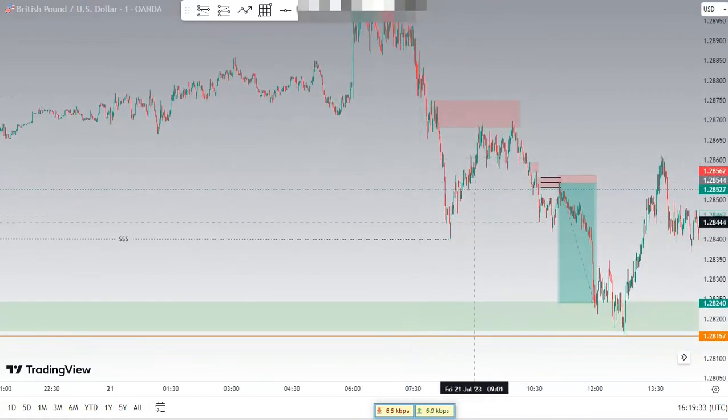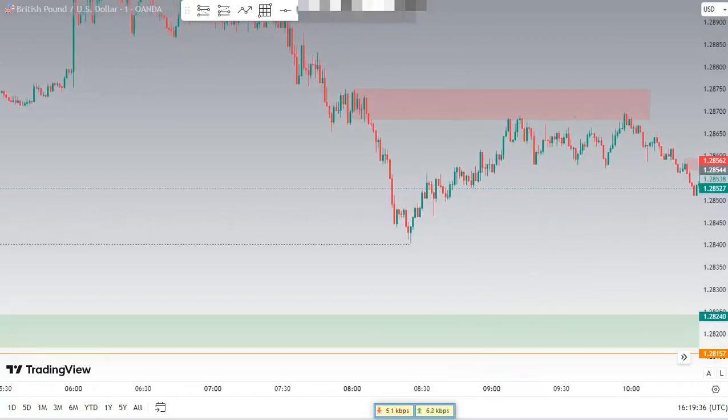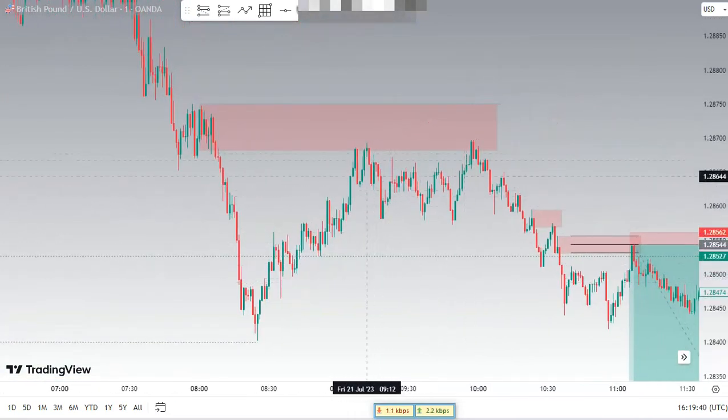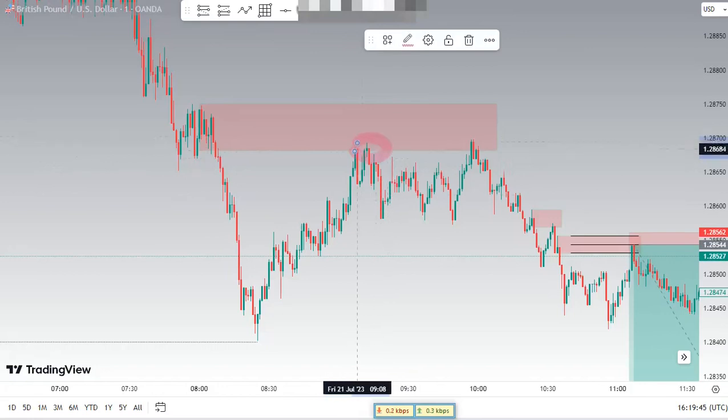So the moment price began to retrace, we were expecting a decent reaction from that supply. Okay, so price tapped on the supply, reacted. Okay, so price tapped on the supply here, reacted on the form of demand here, which gave us a higher high. Okay, higher high up to this point.